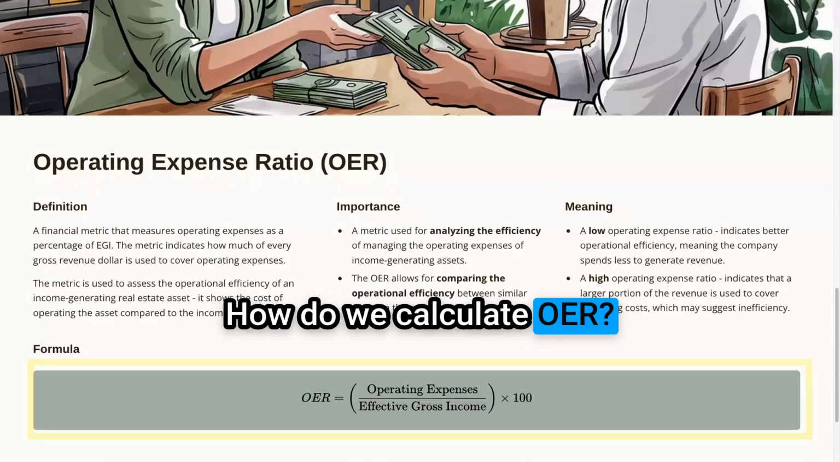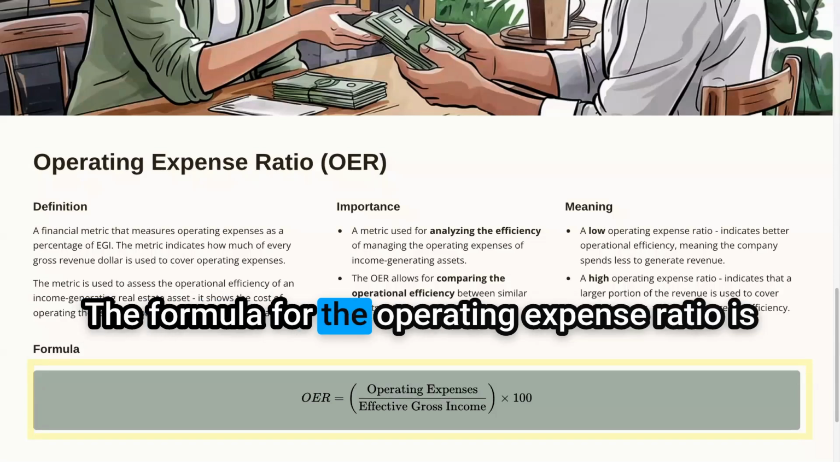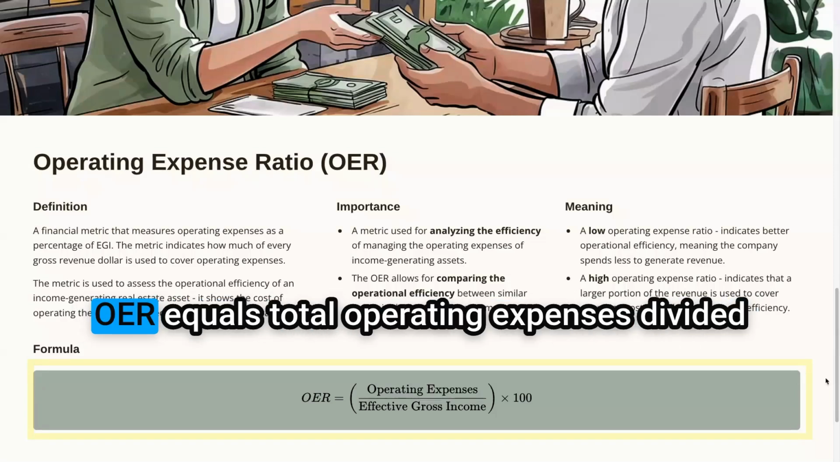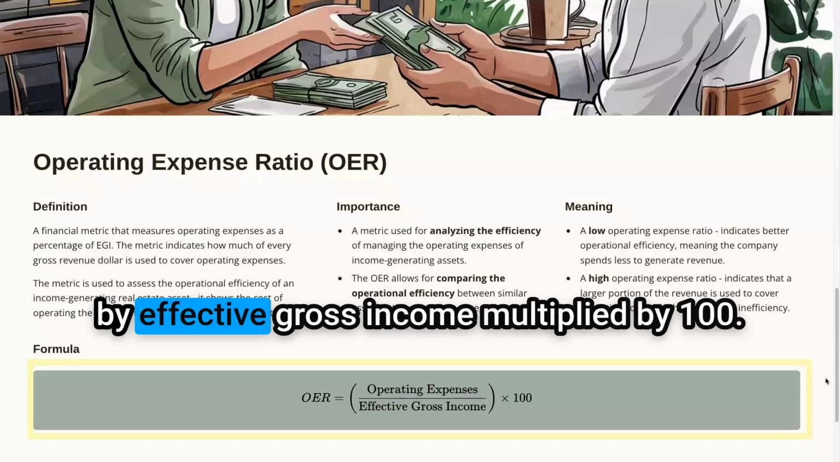How do we calculate OER? The formula for the operating expense ratio is OER equals total operating expenses divided by effective gross income multiplied by 100.